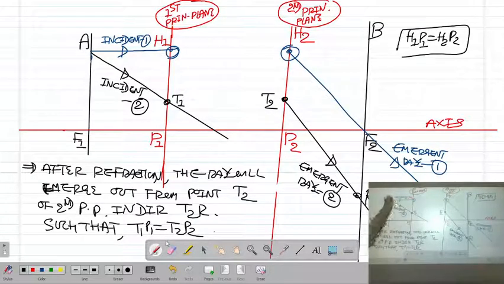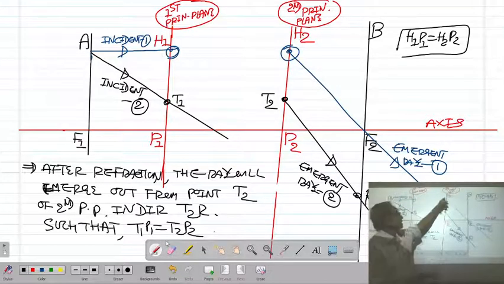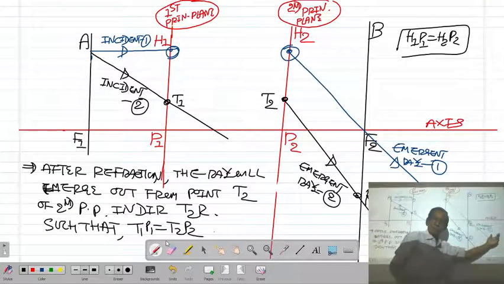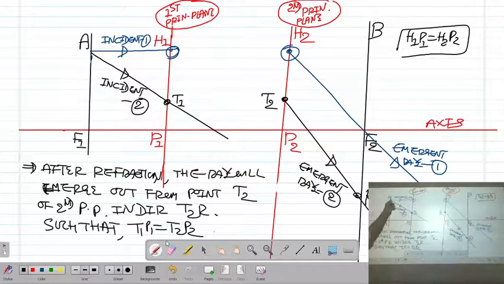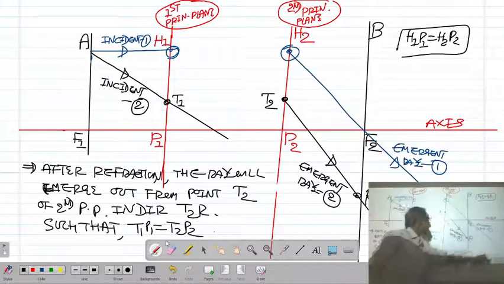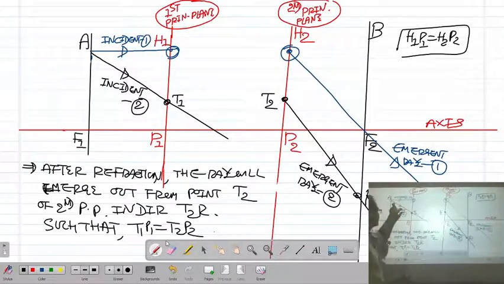Okay. So AH1 is the first incident ray, which is parallel to the axis and incident on the first principal plane at point H1. After refraction, it will emerge out from point H2 in the direction H2F2. So this is the first emergent ray. The second incident ray AT1 is incident on the first principal plane at point T1. After refraction, its conjugate ray will emerge out from point T2 in the direction T2R. Right? So this is the second incident ray and this is the second emergent ray.